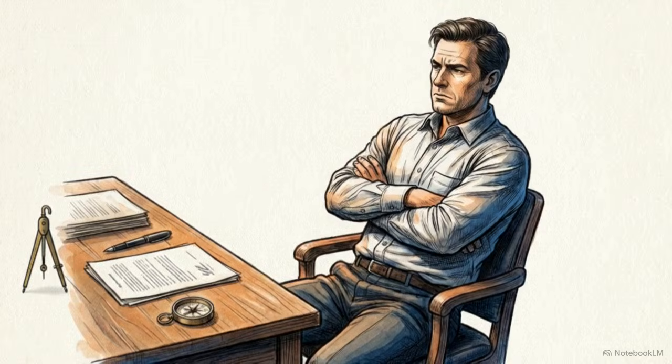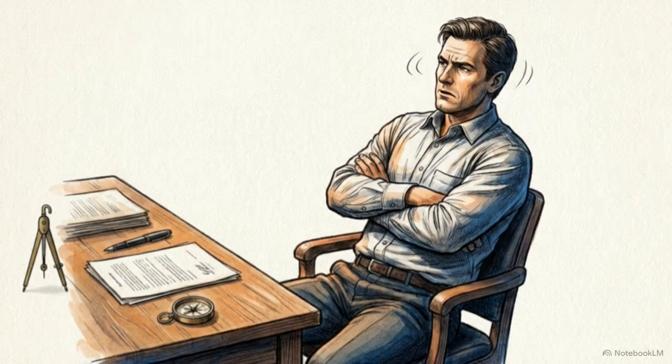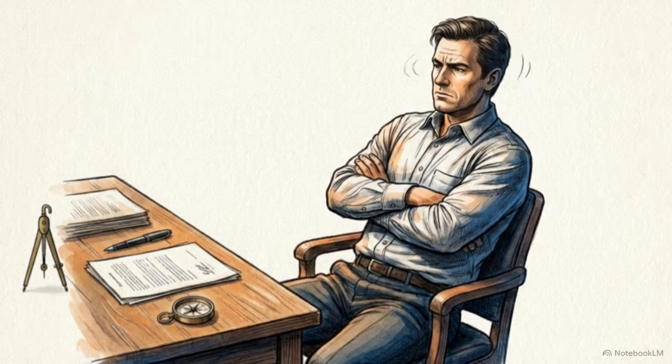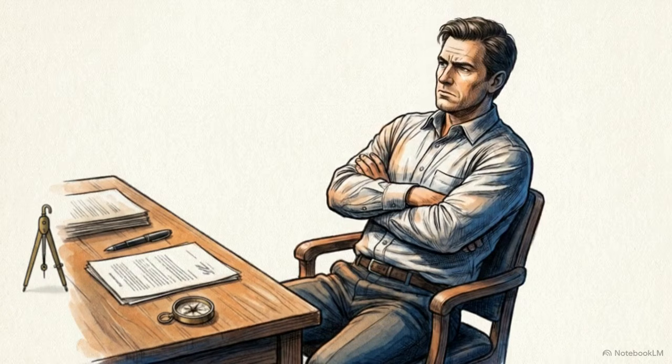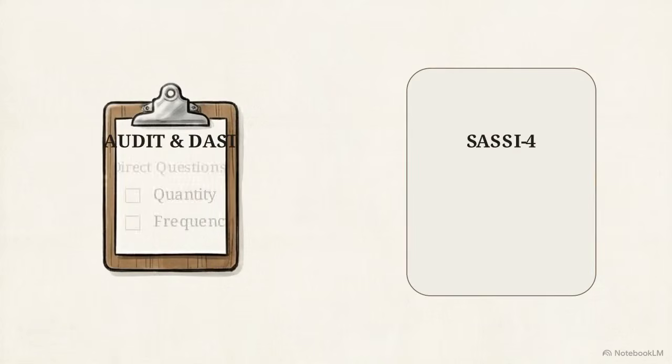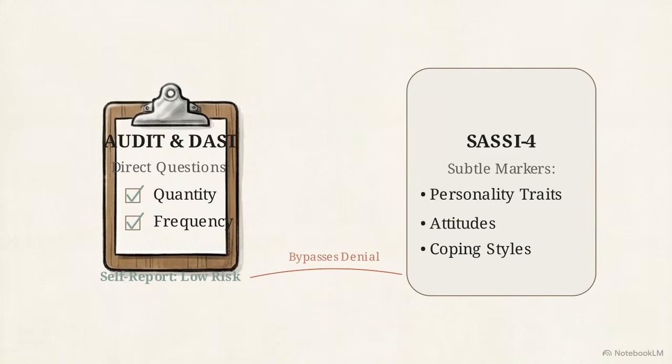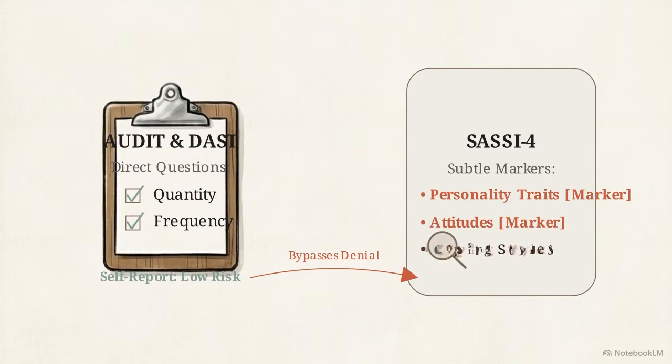However, when evaluating court-mandated clients, you will often encounter individuals who are defensive, in denial, or motivated to hide their usage. This comparison highlights why we introduce the SASE-4. While the AUDIT and DAST ask direct questions, the SASE-4 is designed for deceptive environments, testing subtle personality and attitude markers to identify hidden substance abuse.